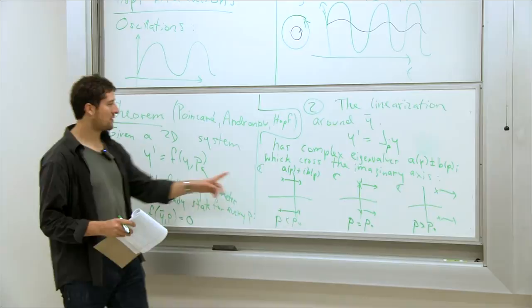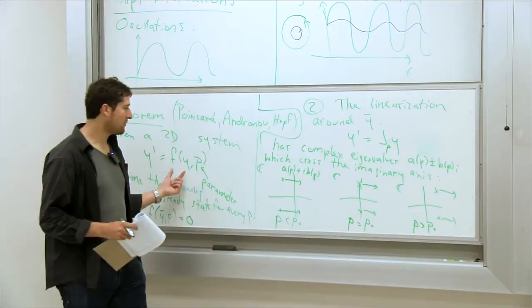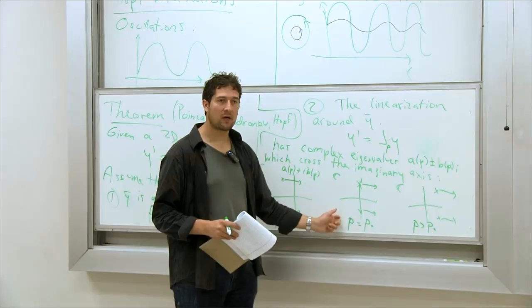So this, the original system, for P less than P0 is stable, for P bigger than P0 is unstable, but we cannot conclude anything about this case because the Hartman-Grobman theorem does not apply. Okay, so far so good.